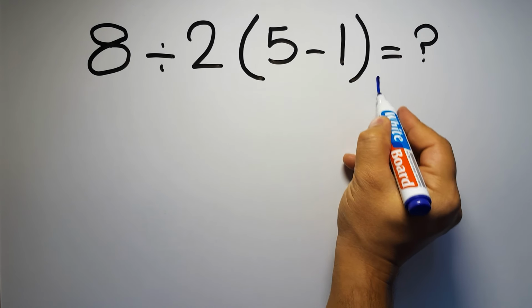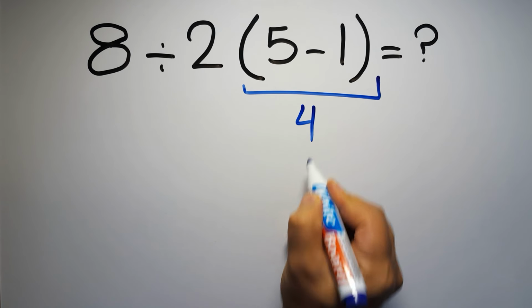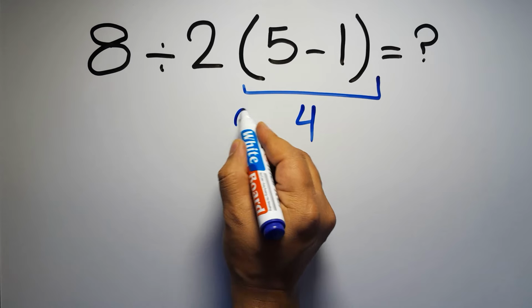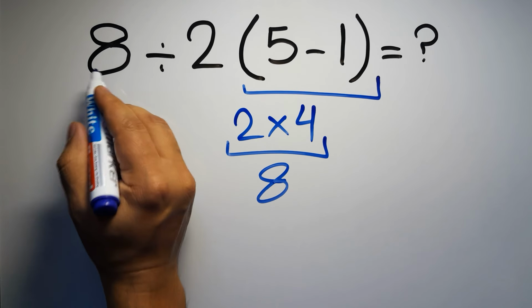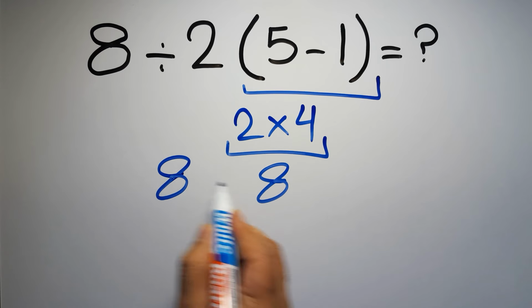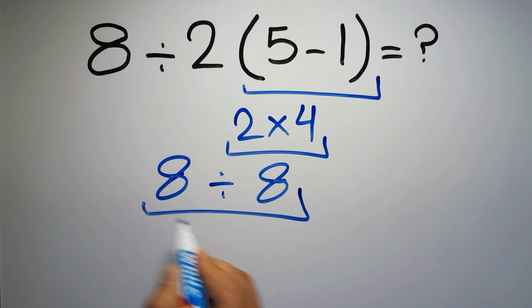5 minus 1 equals 4. And 2 times 4 is just 8. So 8 divided by 8 gives us 1.